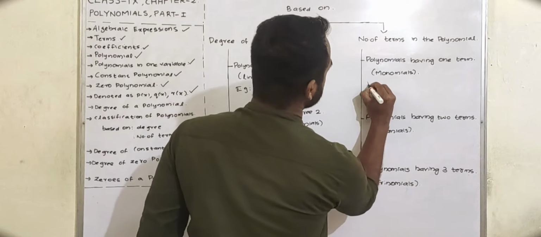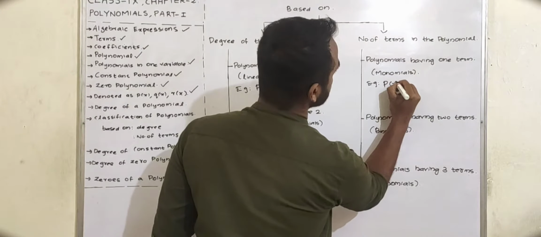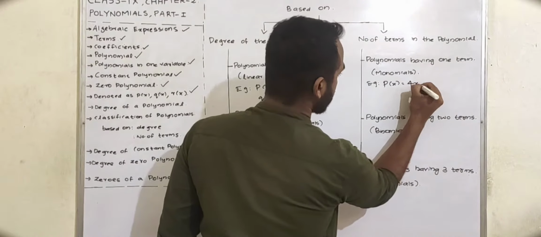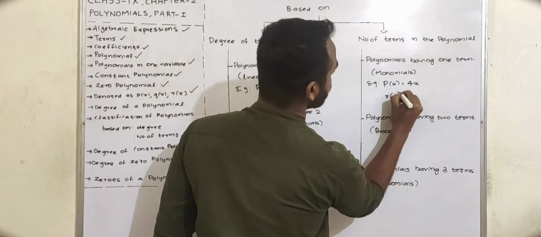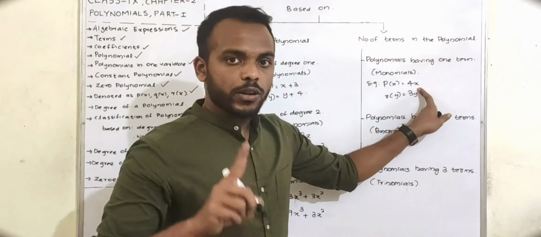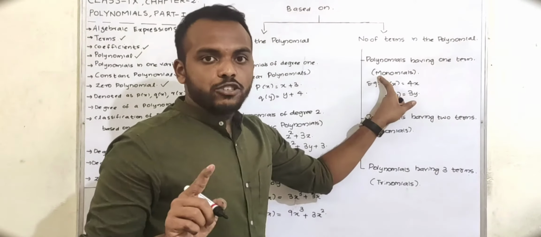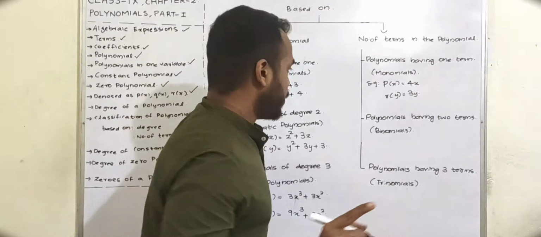You can do the examples on your own if you are confident. P of x is equal to 4x, or r of y is equal to 3y. How many terms are here? Only one term. So such polynomials are called monomials.